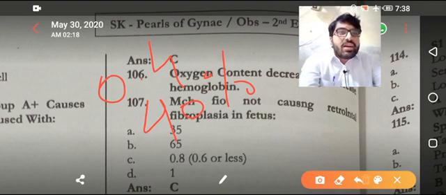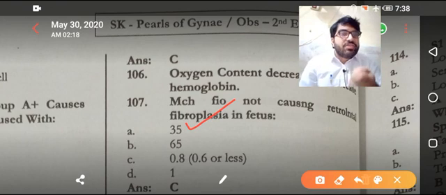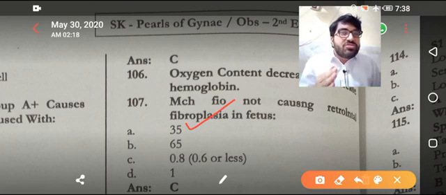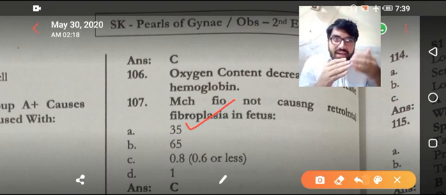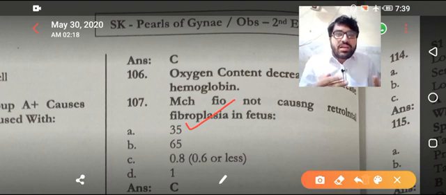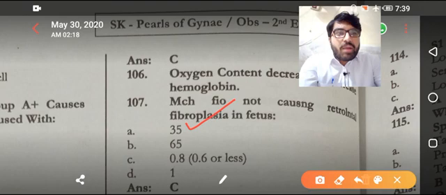So over here the correct option is 35, which is actually a percentage, 35%. 35% means less than 40%. Option B is not right because that is 65, which is above 40. Option C is also not right because 0.8 means 80%, and 80% means you are giving more oxygen. So 80% is the wrong choice. 0.8 means 80%, and 1 means 100%. That is again a wrong choice. So the correct answer over here is option A.